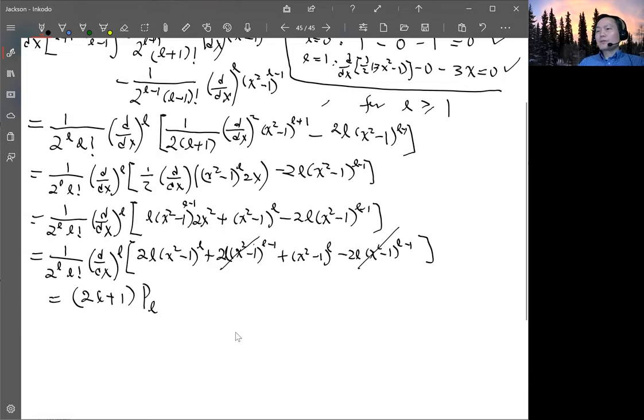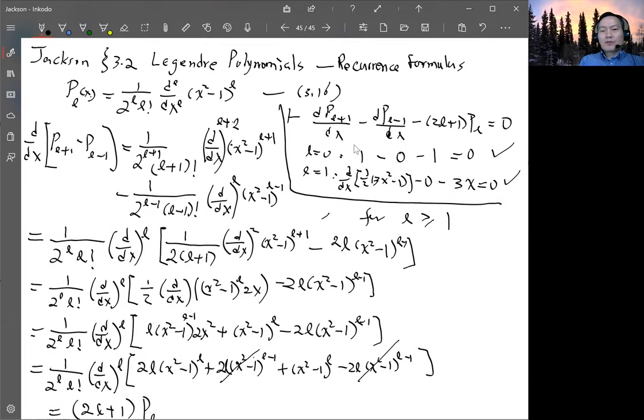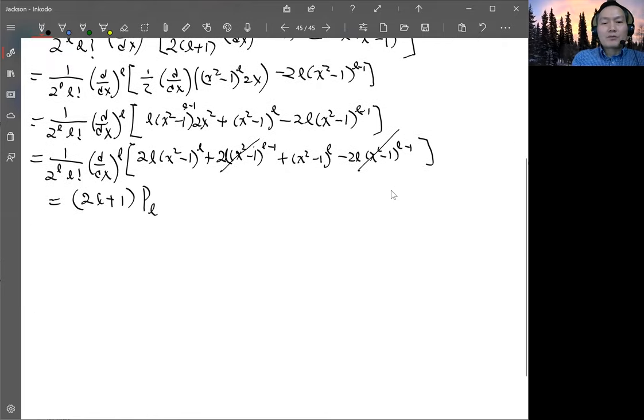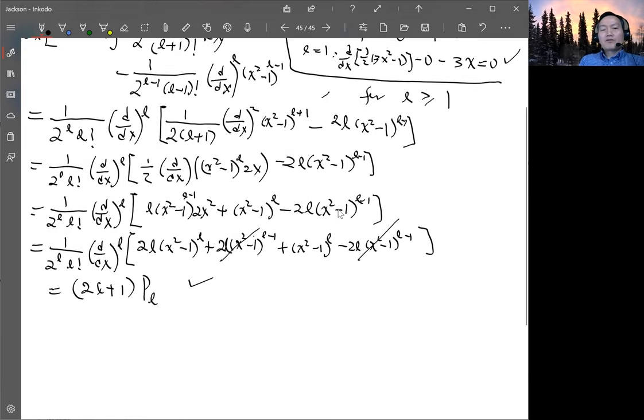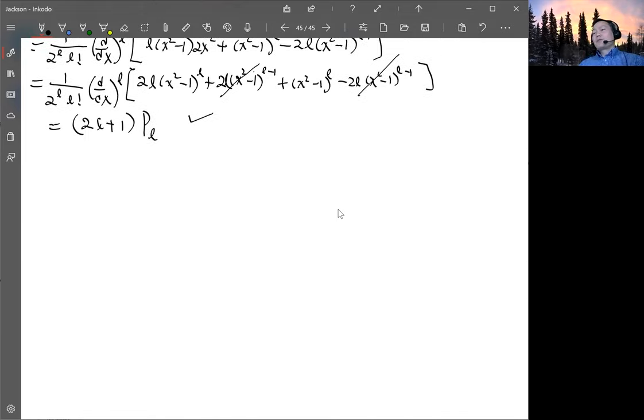Okay, so that would be this term. So substitute this into here, you get 2L plus 1 times PL, so minus this one, you get 0. So that's how you check this equation is correct. Okay, so that is the first recurrence formula.